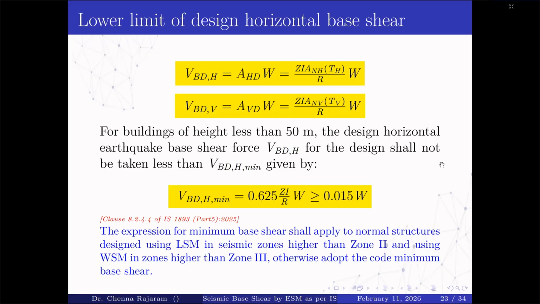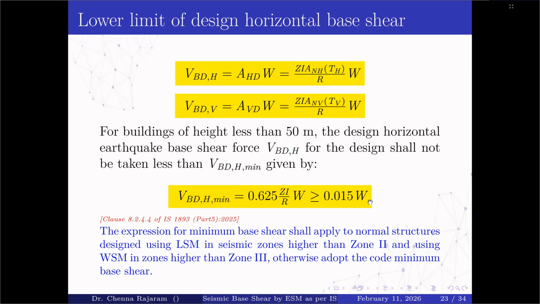Then, the lower limit of the design horizontal base shear. Whatever base shear we calculated, is there any limit for that? Yes, the code suggests an equation for the lower limit of the design horizontal base shear. That is, V_B^DH minimum base shear value is equal to 0.625 into ZI by R into W, greater than or equal to 0.015 into W.